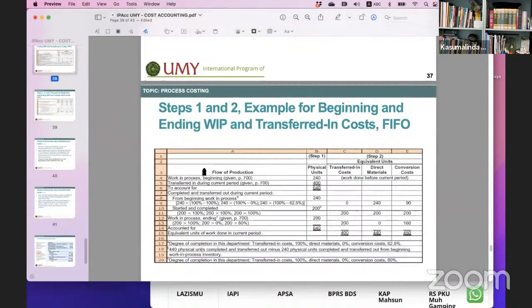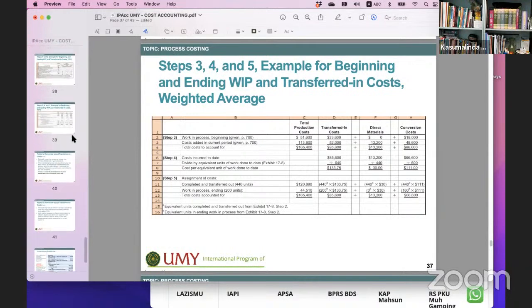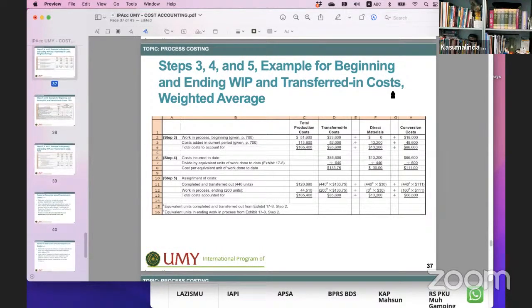This is for 54. Okay, this one is for weighted average. So 54, I think because the slide is there, you can study on your own. Okay, because we don't have much time.